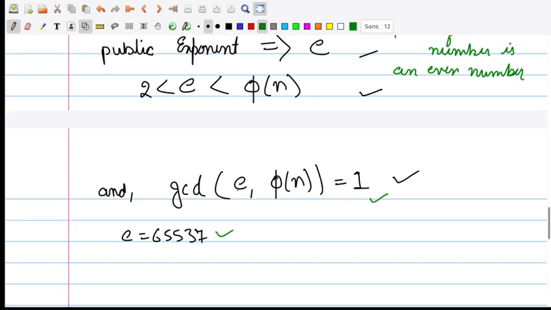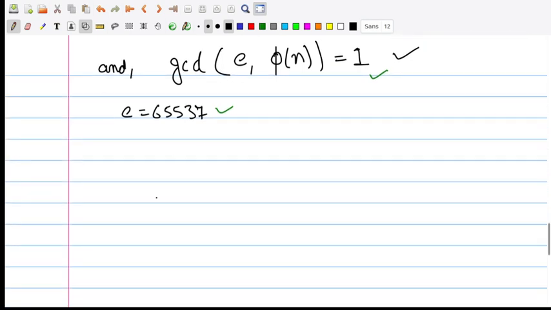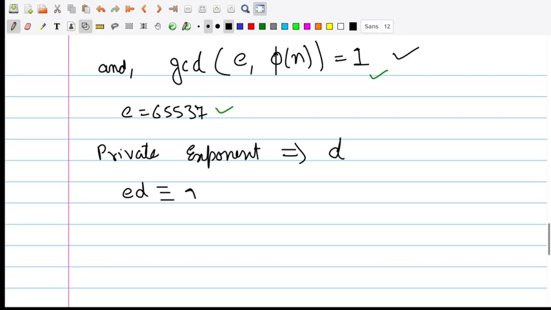and what should be the value of e. Once we understand what phi n should be and what e should be, let us now compute the private exponent, which is denoted by d. Now the private exponent d satisfies e d congruent to 1 modulo phi n.